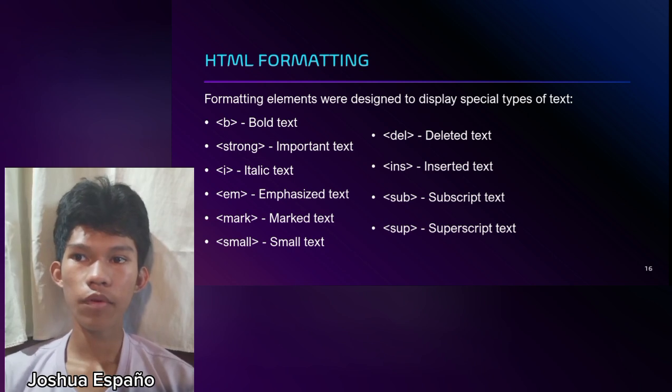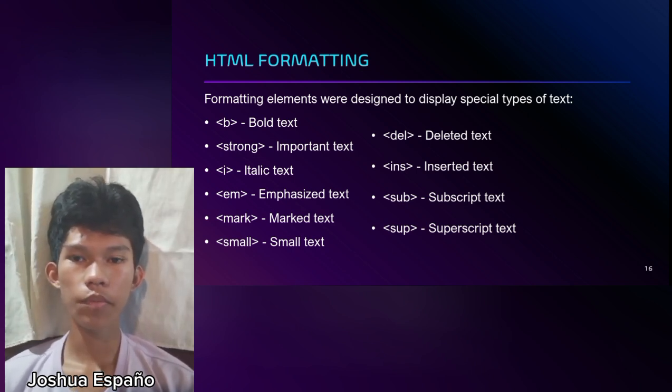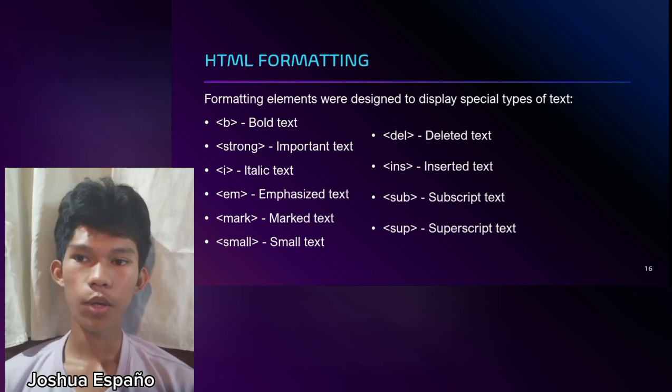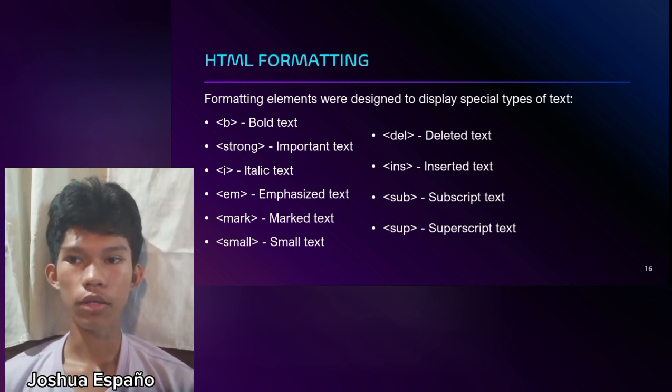HTML formatting. HTML formatting elements were designed to display special types of text. b stands for bold text. strong stands for important text. em stands for emphasized text. mark stands for marked text. small stands for small text. del stands for deleted text. ins stands for inserted text. sub stands for subscript text. sup stands for superscript text.